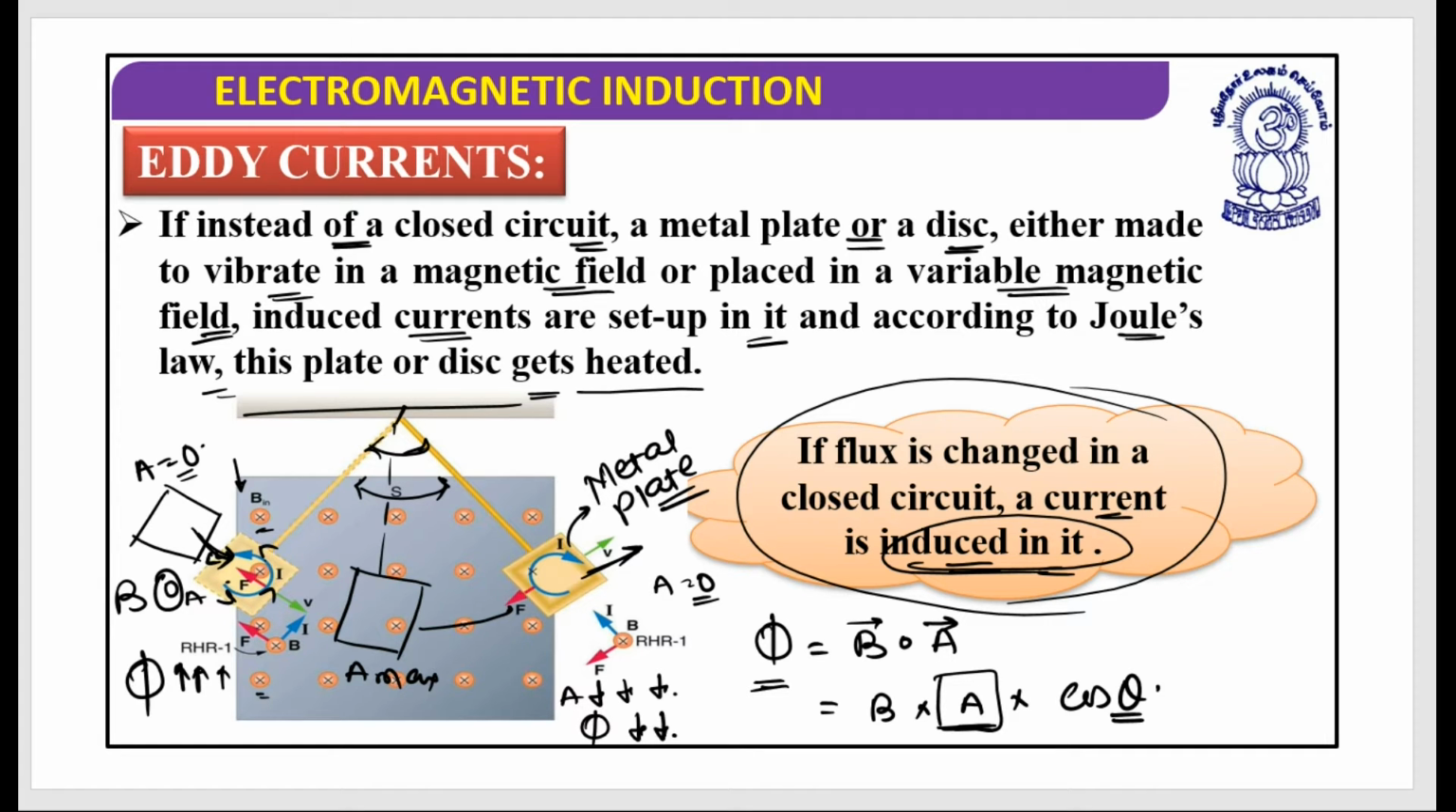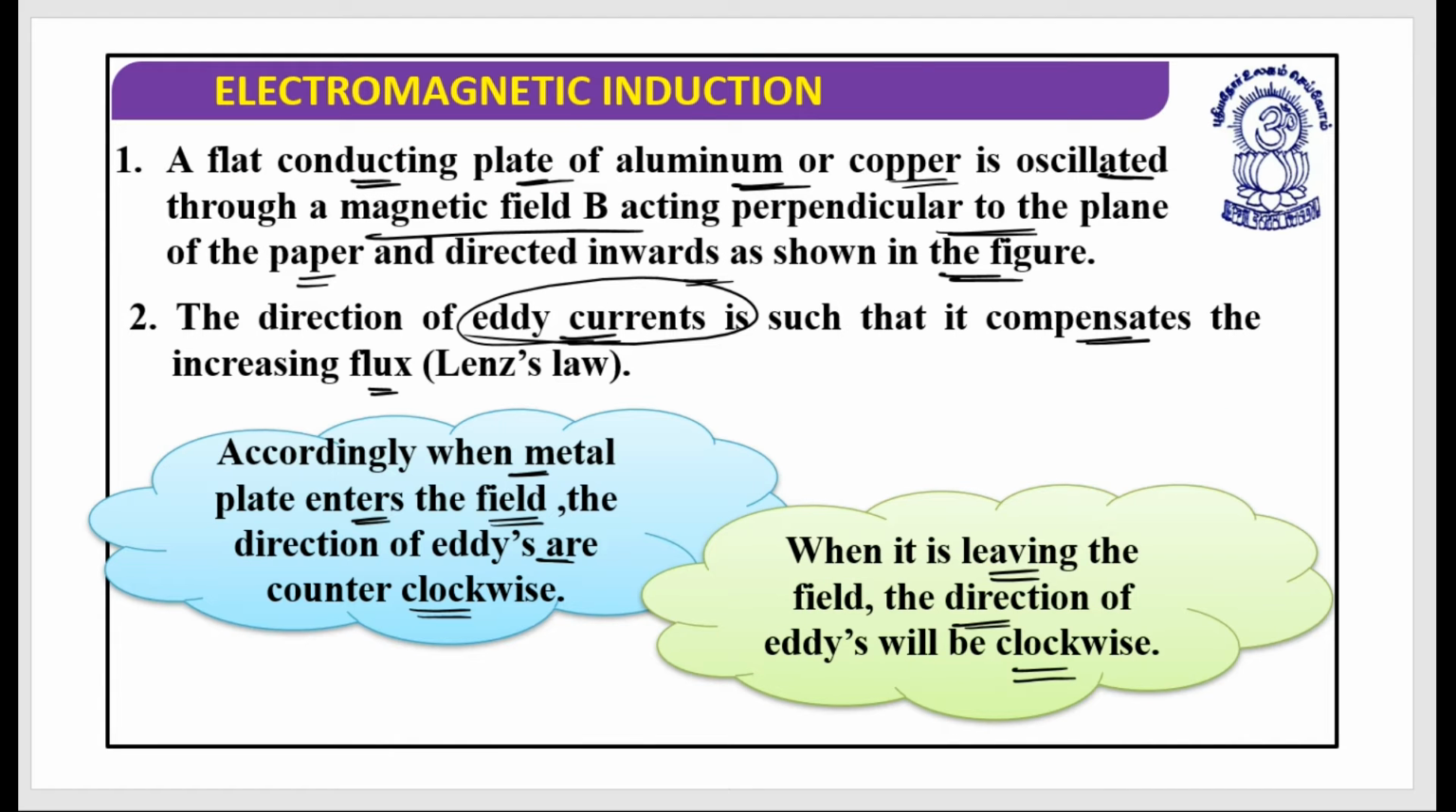As your flux is decreasing, you are going to support it by increasing it. How to support it? By producing a magnetic field inside the plane of the paper. How can a magnetic field inside the plane of the paper be formed? It's using eddy current in the clockwise direction. I hope this is clear. Is this clear?